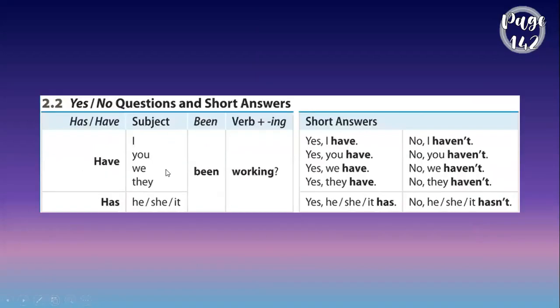Questions. When we work with questions, sweeties, we need to move the auxiliary to the beginning. I have been working. We move the auxiliary to the beginning, that is have, and we are going to say, have you been working? Right? Always remember, in questions the auxiliary goes at the beginning. I have, you have, we have, and they have. Has, only with he, she, it, because all the verbs in present tense have an s with he, she, it.